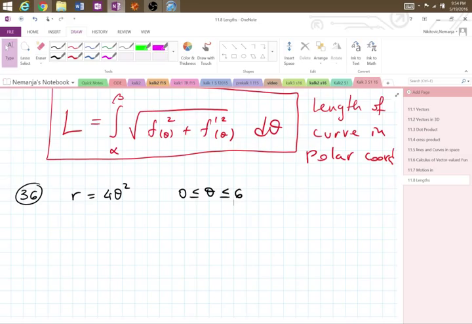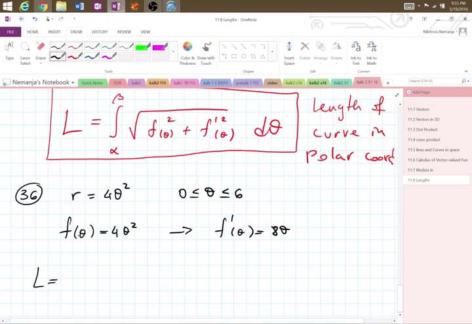All right, let's take a look. So I hope you all got 4/3 times (40 to the 3/2 minus 4 to the 3/2). If you got 7, it's wrong. All right, let's go. We have that the function in terms of theta is given as 4 theta squared, from where we see that f prime of theta is 8 theta.